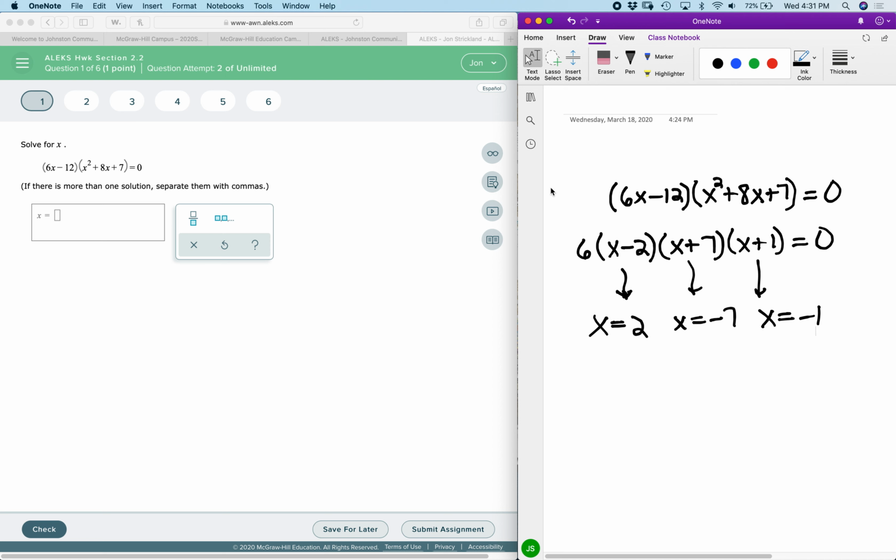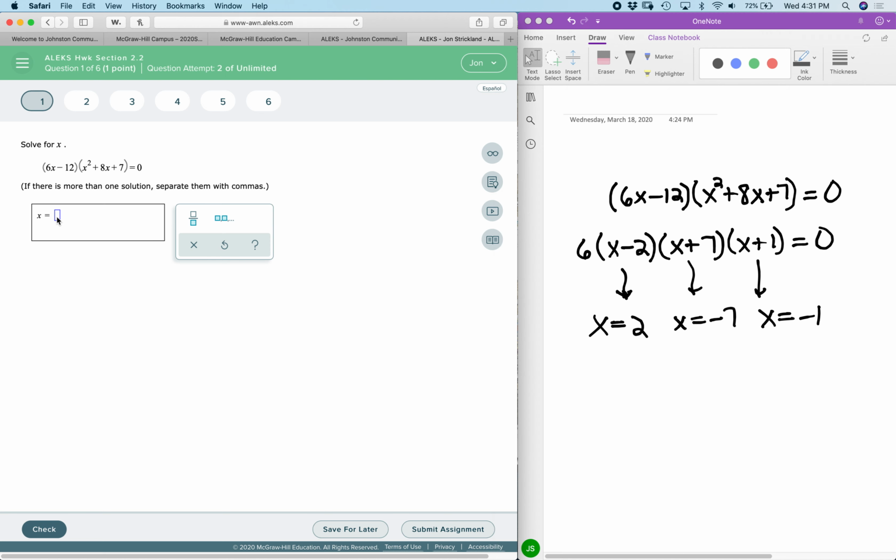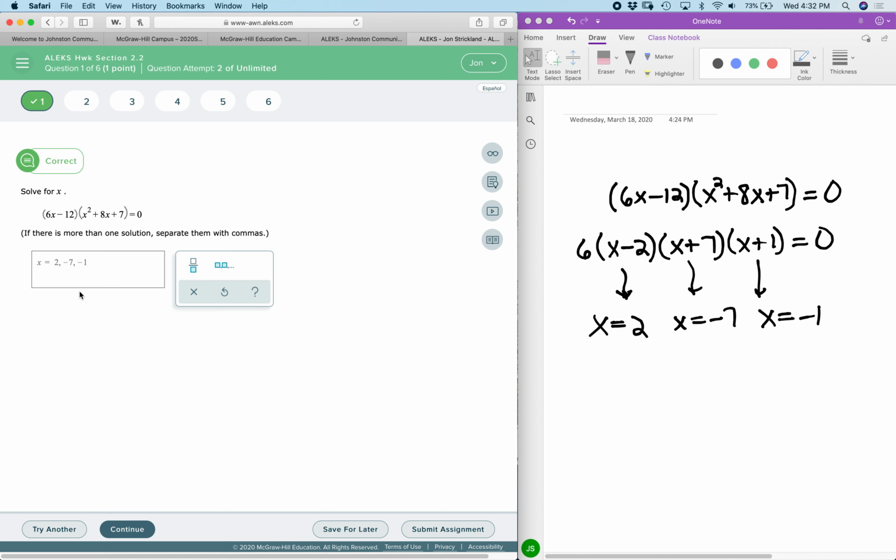So in carrying over to what I have here, we have x at 2, negative 7, and negative 1. And if I check the result, and for the feedback, okay, this result is correct.